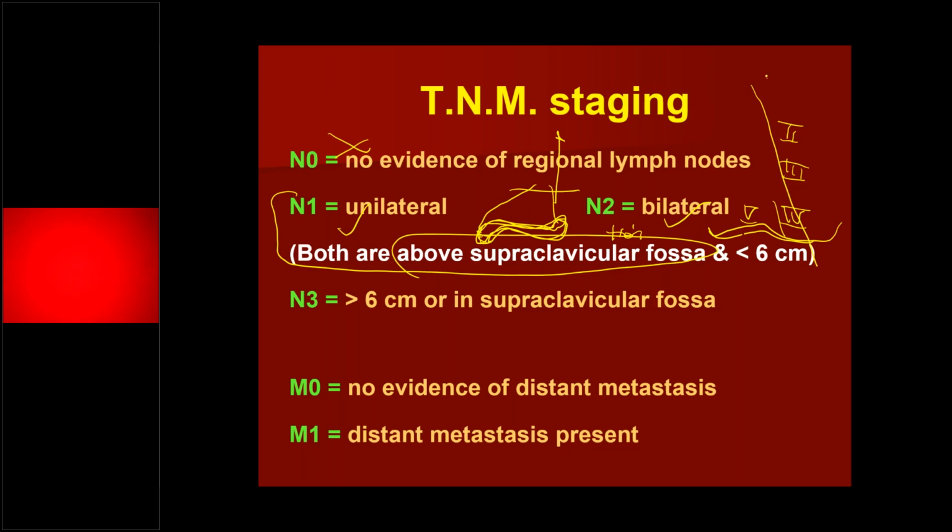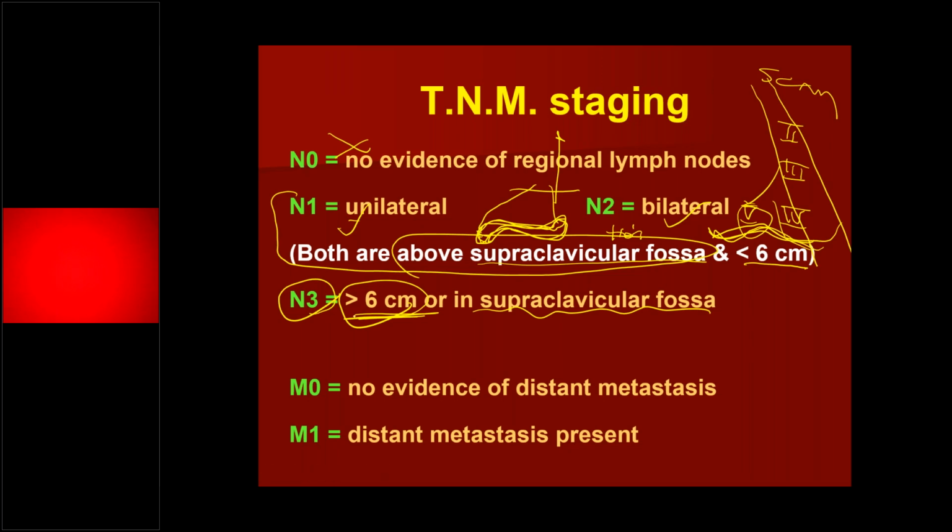Okay, these nodes are along the sternocleidomastoid, and especially this level 5 will be above the clavicle. These are supraclavicular nodes, very important here. So above the supraclavicular fossa, less than 6 centimeters, N1 and N2. N3 is nothing but more than 6 centimeters in the supraclavicular fossa. N3, more than 6 centimeters.